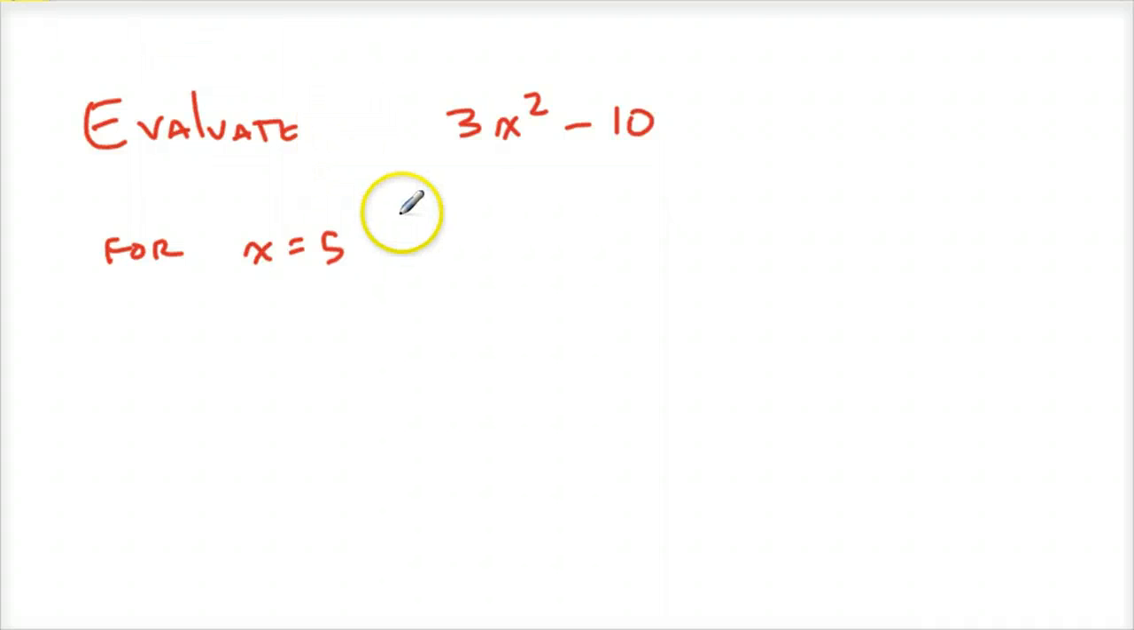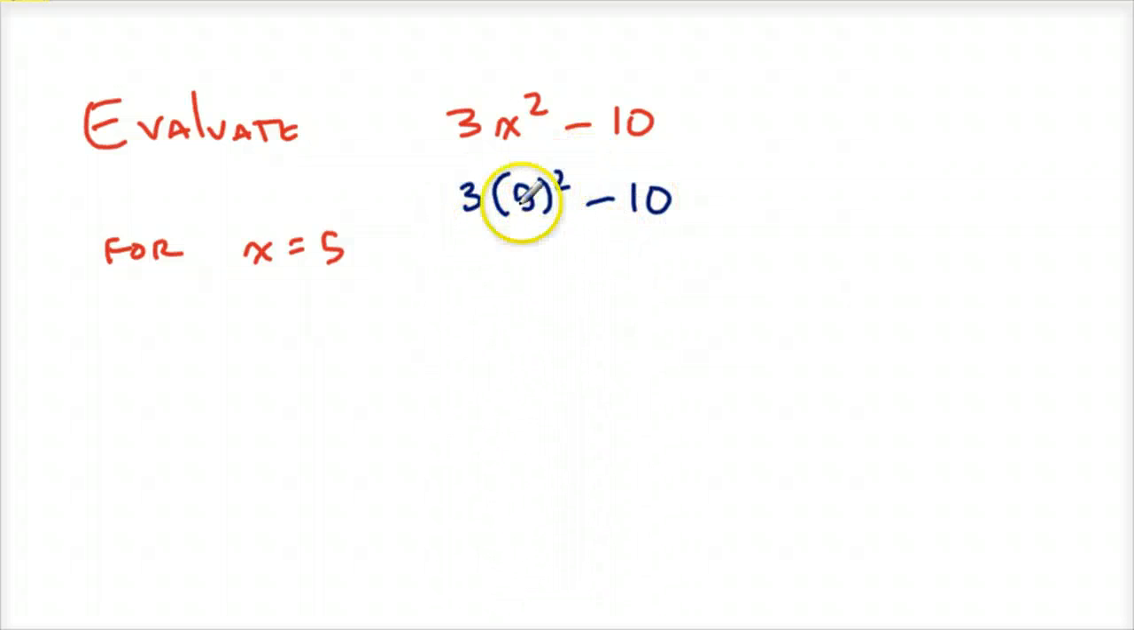And then the last thing we're going to do here is evaluating, so being able to plug in for x. So if I have my expression 3x squared minus 10, and I want to evaluate for x equals 5, I'm going to substitute this as 3 times 5 squared minus 10. Now here's an order of operations problem. What do I do? Is it 3 times 5 and then square that and then subtract 10? Or is it 3 times 5 squared minus 10?